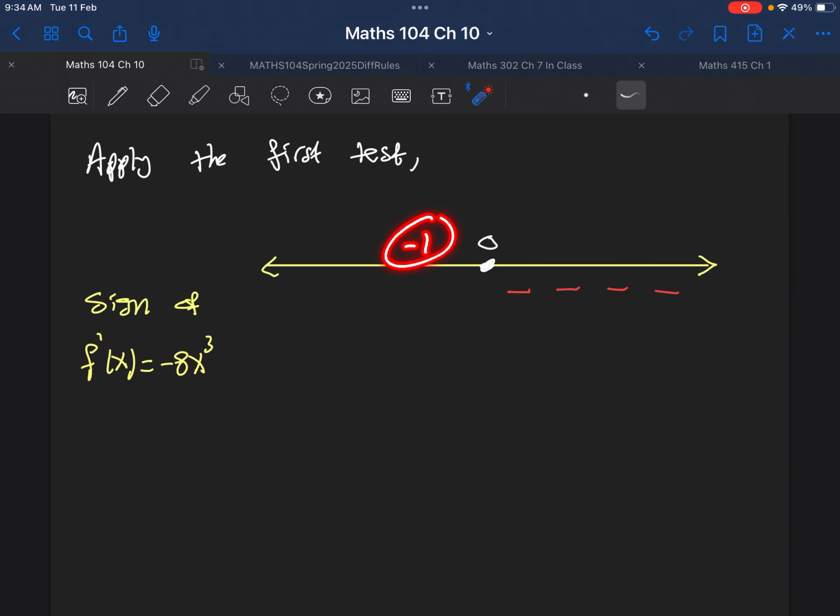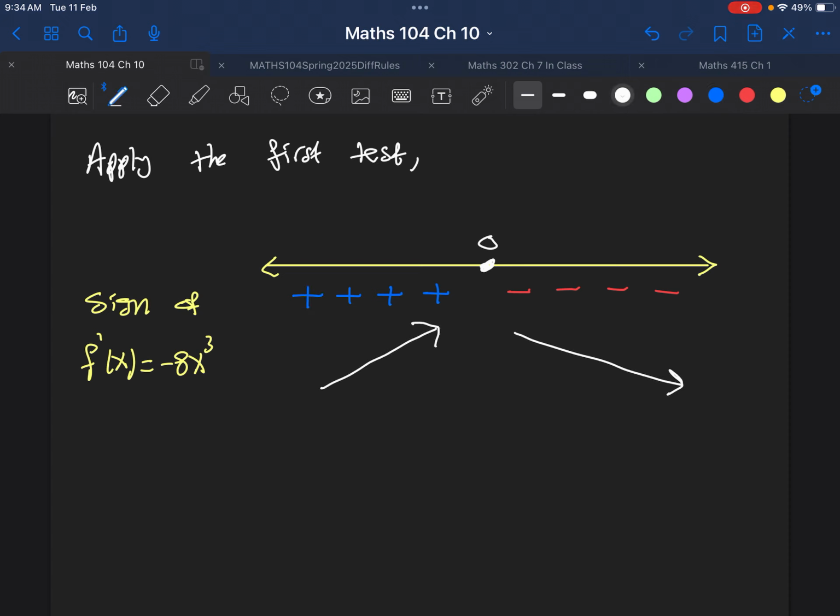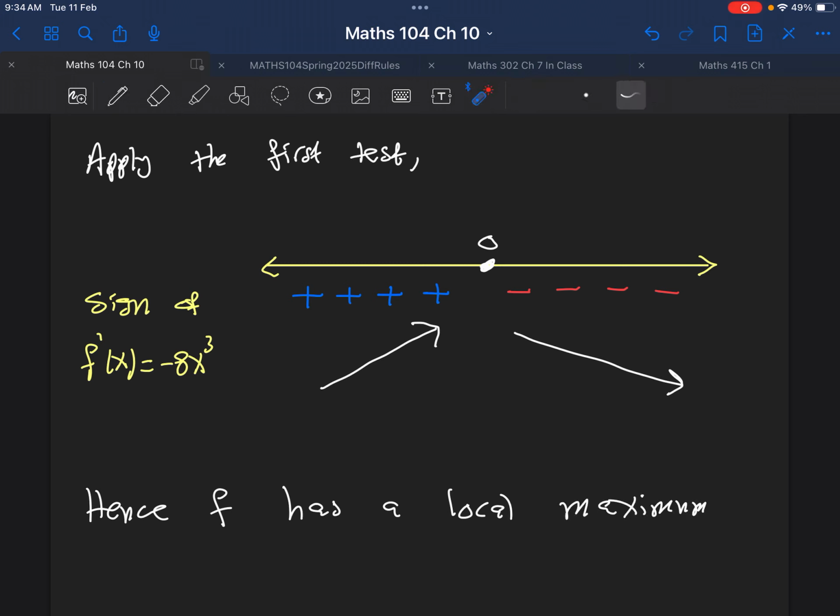Now, next, substitute negative 1 here. This area will be just positive. So the function is increasing here. The function is decreasing here. Hence, f has a local maximum. Why maximum? Because the function goes up and then down. So I reach the top at x equal to 0. So 0 is a maximizer.